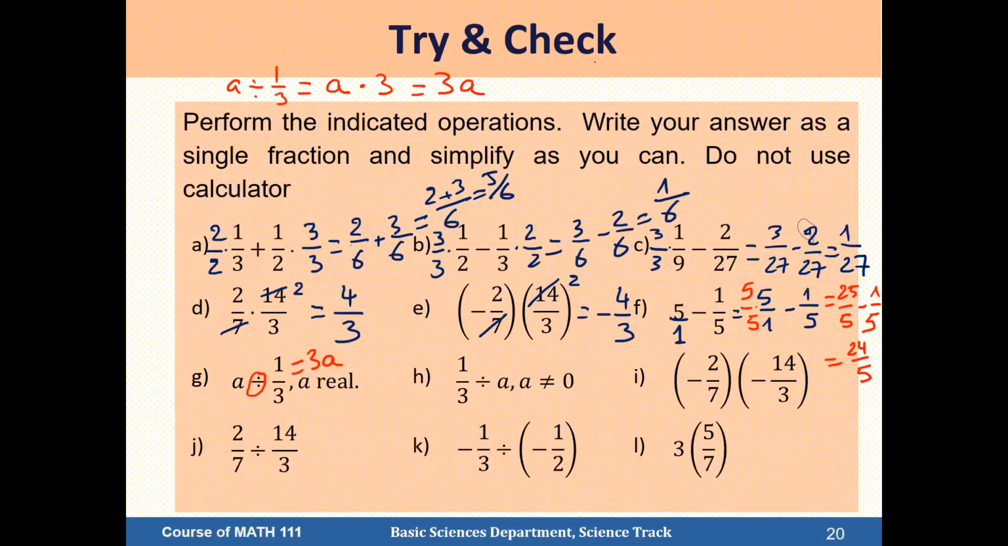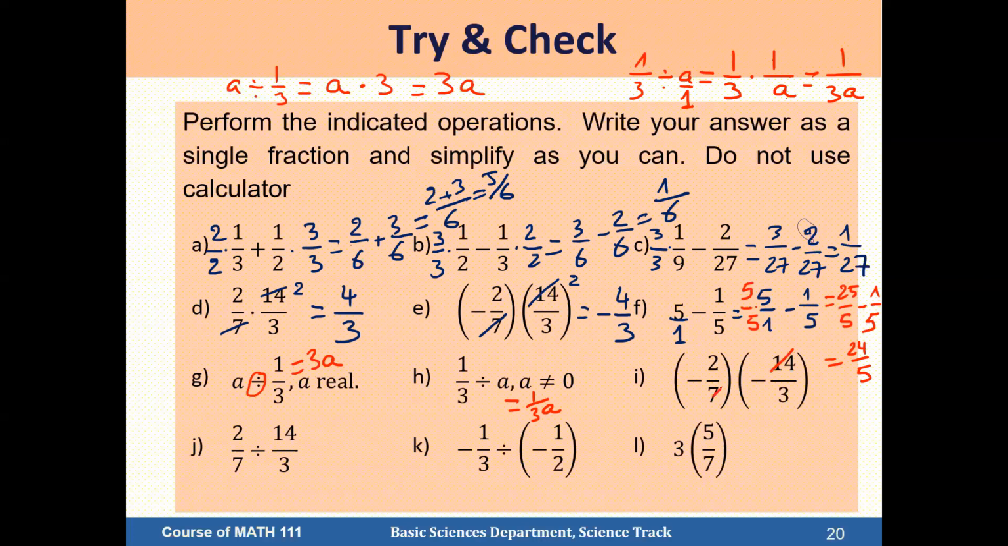Now the second one, 1/3 divided by A. What does the rule say? We keep the first fraction and we multiply by the reciprocal of the second, 1/A. Why? Because A is A/1. Then we take the reciprocal, so the 1 is in the numerator and the A in the denominator. Then we multiply 1 by 1, that's 1, and 3 times A is 3A. So this gives 1/3A.